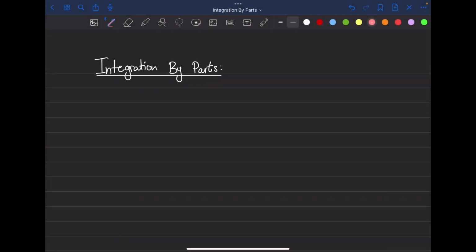Hey, in this video we're going to look at integration by parts. If you are wondering what this is, it's a technique that you can use to integrate two things that are being multiplied together at the same time. So, what is it and how do you use it?